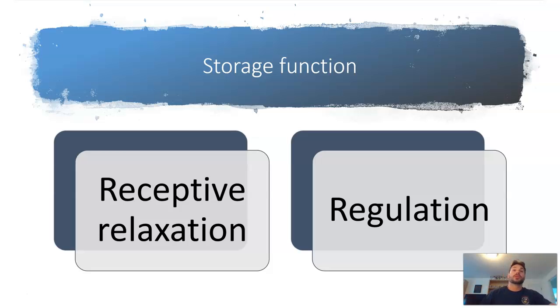So going into more detail about the storage function, we have receptive relaxation. This is the reflex of the stomach relaxing and expanding as food arrives. And then there's regulation of food, or the stomach choosing when food is ready to be digested before moving on to the small intestine. Food sits in the upper half of the stomach, which then moves down to the lower half to be digested and turns into chyme. And then it will enter the first part of the small intestine, which is the duodenum.